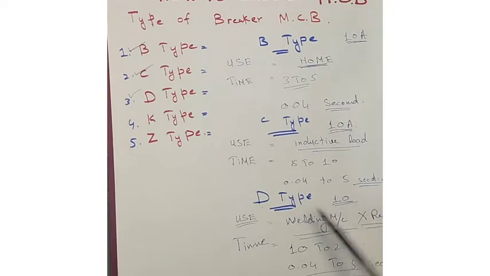And the third type is D type. If you have a 10 ampere breaker, we can use this breaker in a welding machine or X-ray machine, and for the time of tripping, you multiply the 10 ampere by 10 to 20 times. Suppose this 10 ampere breaker is multiplied by 10, so it is called 100 ampere. When this breaker takes 100 ampere extra current, the time of tripping is 0.02 to 5 seconds.